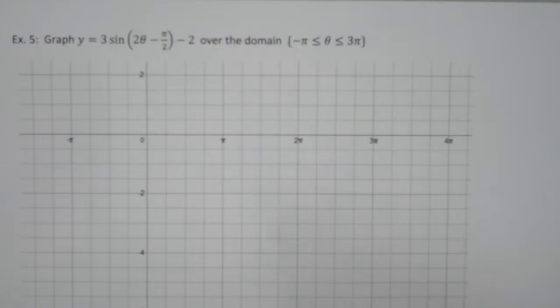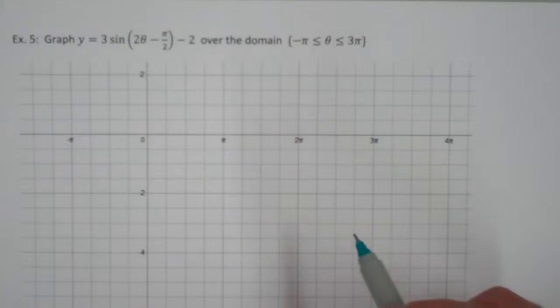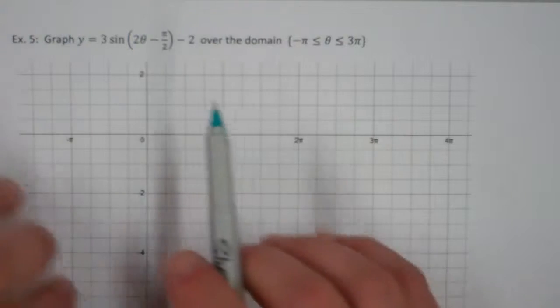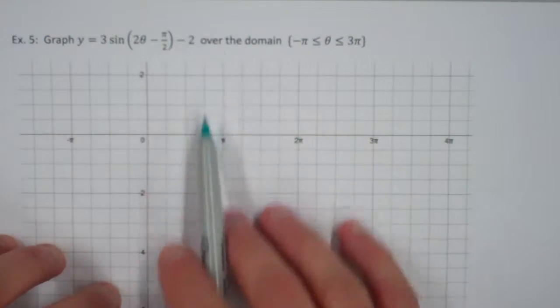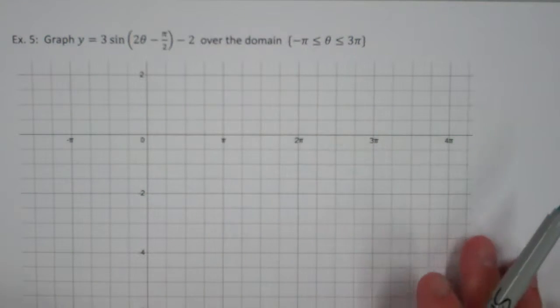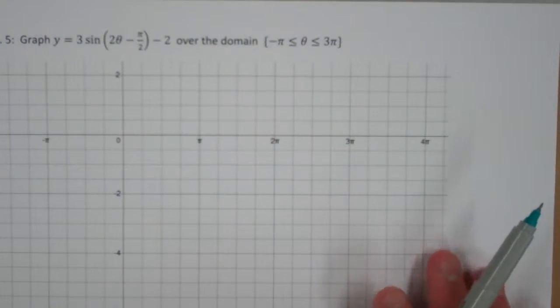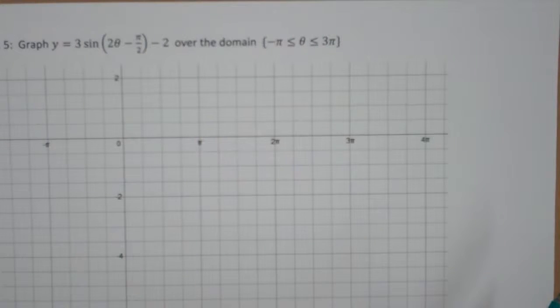Alright, finally here in example 5 we get to graph one of these equations. In previous examples we've been writing equations of graphs given different values, and now we'll take an equation and actually put it on the coordinate plane. I'm going to have to do some of this work on the right hand side. It might get a little cramped over there, so I'm going to try to move this over for you so you can see.